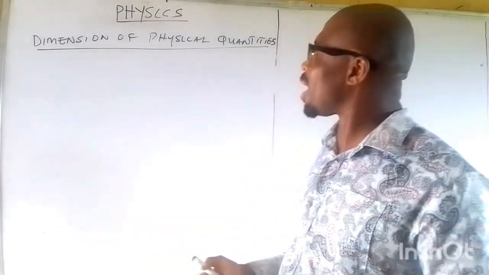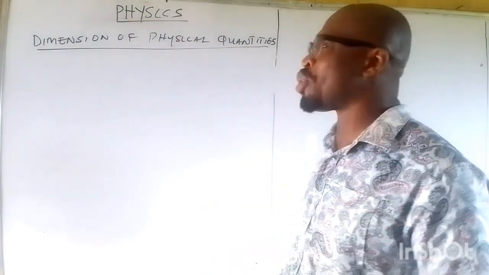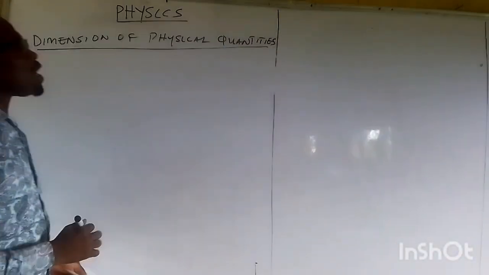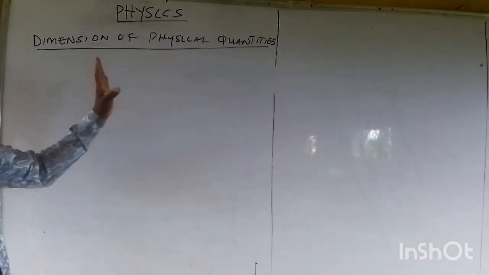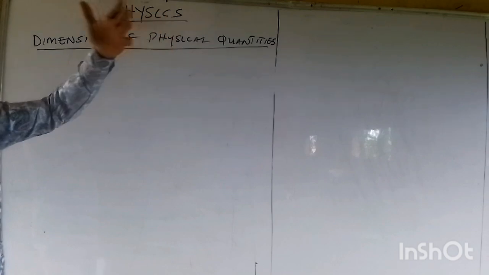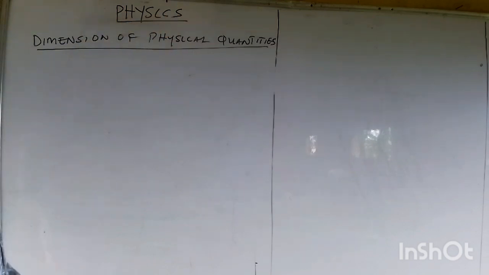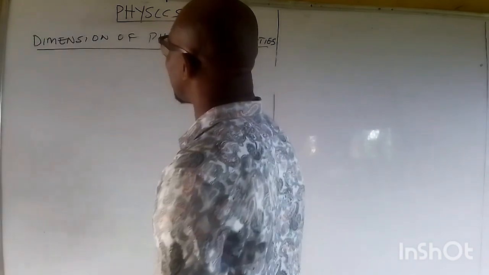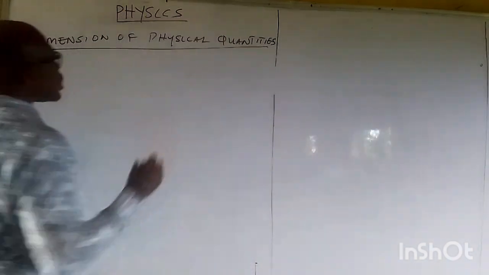Today we have the dimension of physical quantities. Remember in our last lesson, we discussed the base quantities and their units, as well as derived quantities. But today I want us to look at the dimension of these quantities.